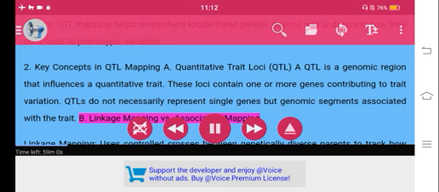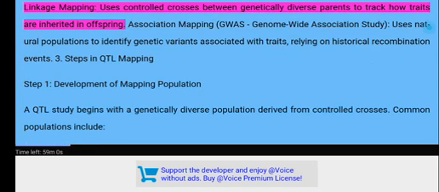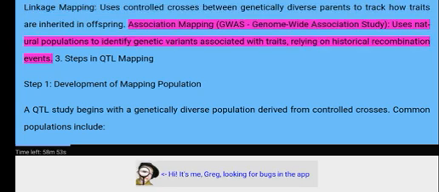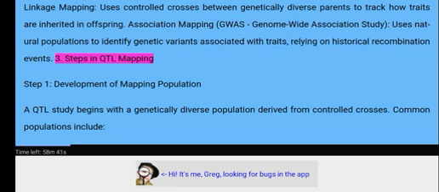B. Linkage mapping versus association mapping. Linkage mapping uses controlled crosses between genetically diverse parents to track how traits are inherited in offspring. Association mapping, or GWAS (genome-wide association study), uses natural populations to identify genetic variants associated with traits, relying on historical recombination events.